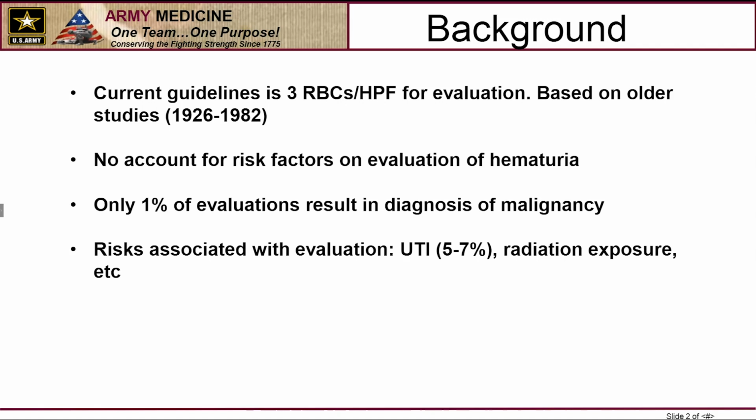Additionally, the current guidelines account not at all for risk factors that would predispose patients to malignancy or other causes to prompt an evaluation for the microscopic hematuria. And I think of particular import to us is that only 1% of the evaluations we perform for microscopic hematuria will result in a diagnosis of malignancy. This is also in the setting of not insignificant risk being associated with the evaluation, to include a 5 to 7% risk of urinary tract infection, radiation exposure, as well as patient anxiety related to an evaluation.